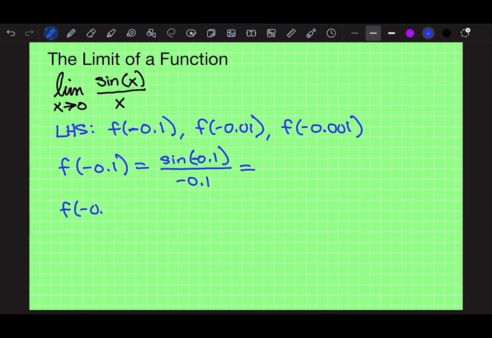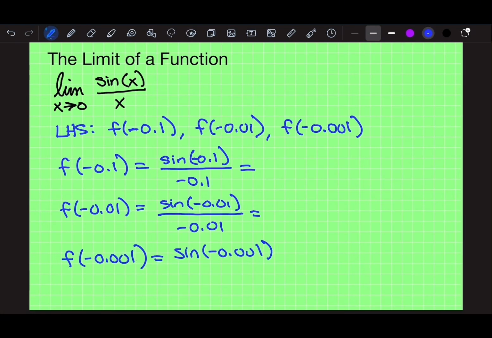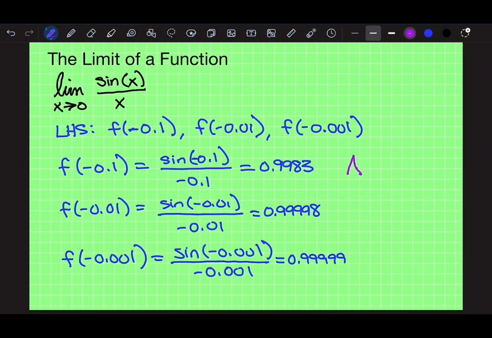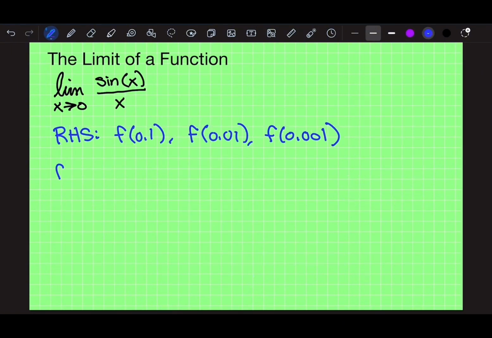We're just going to take values closer and closer to 0 and evaluate the function at those values. So I have negative 0.1, negative 0.01, and negative 0.001. I just plugged these into my calculator, and as you can see, we could say as x gets closer to 0, f of x gets closer to 1.